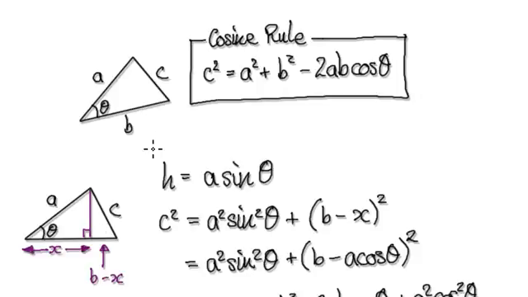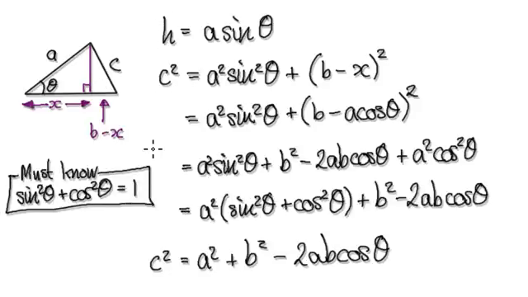So let's start from the beginning. We've got our triangle. Draw a line straight down the middle. Now the height here, we would use this small triangle here. This would be sine, so the height would be a sine theta. And then look at this small triangle here and use Pythagoras on it.